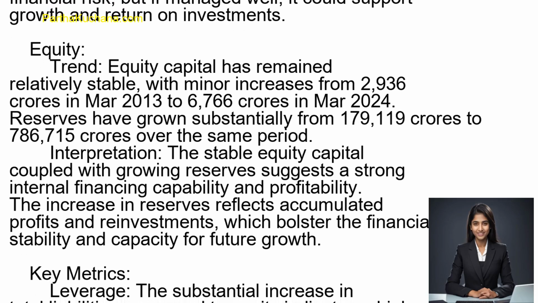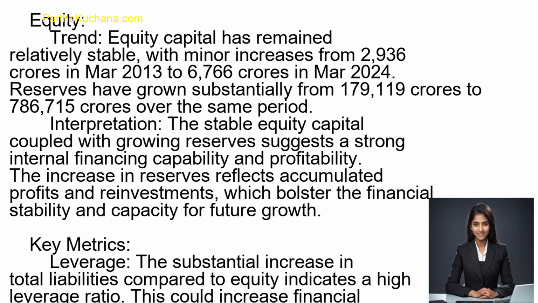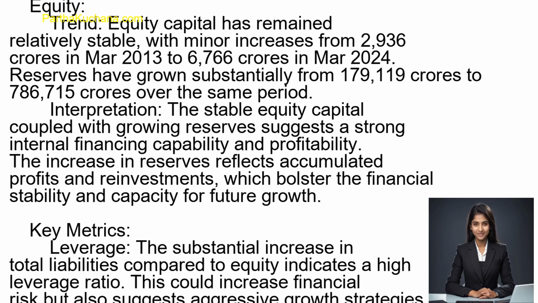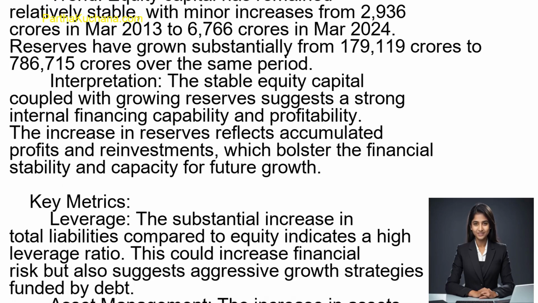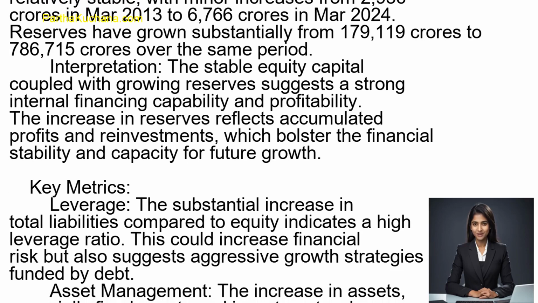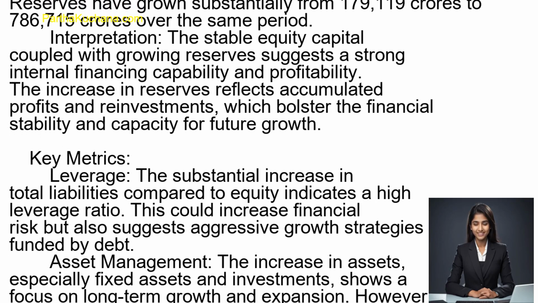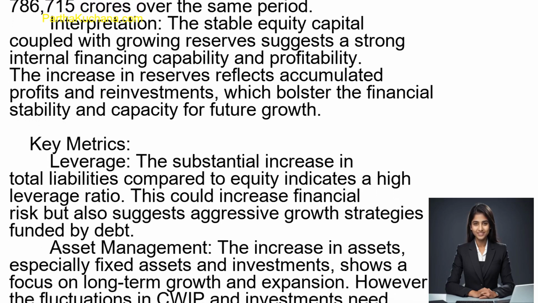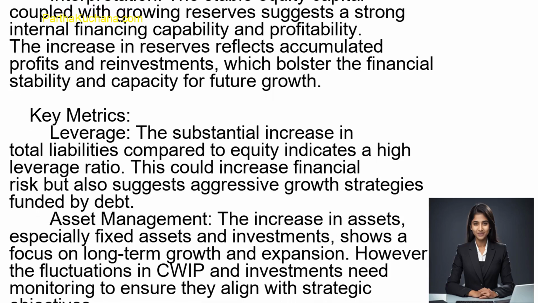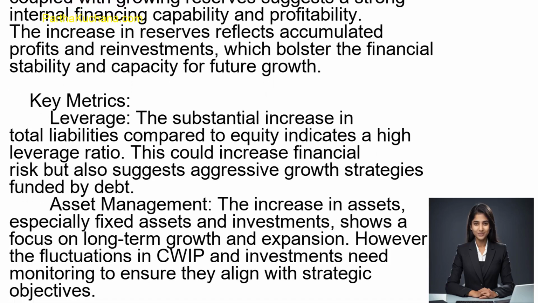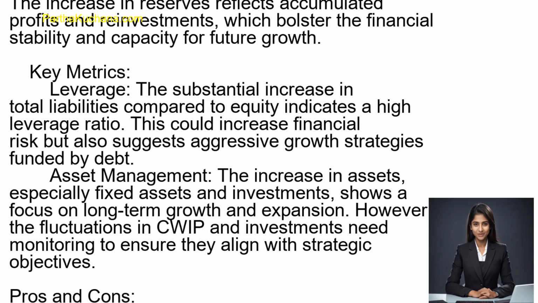Interpretation: The stable equity capital coupled with growing reserves suggests a strong internal financing capability and profitability. The increase in reserves reflects accumulated profits and reinvestments, which bolster the financial stability and capacity for future growth. Key metrics. Leverage. The substantial increase in total liabilities compared to equity indicates a high leverage ratio. This could increase financial risk but also suggests aggressive growth strategies funded by debt.